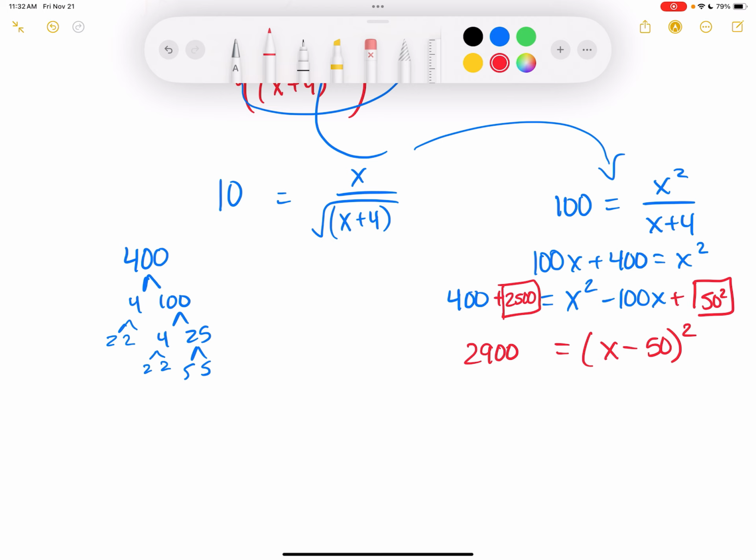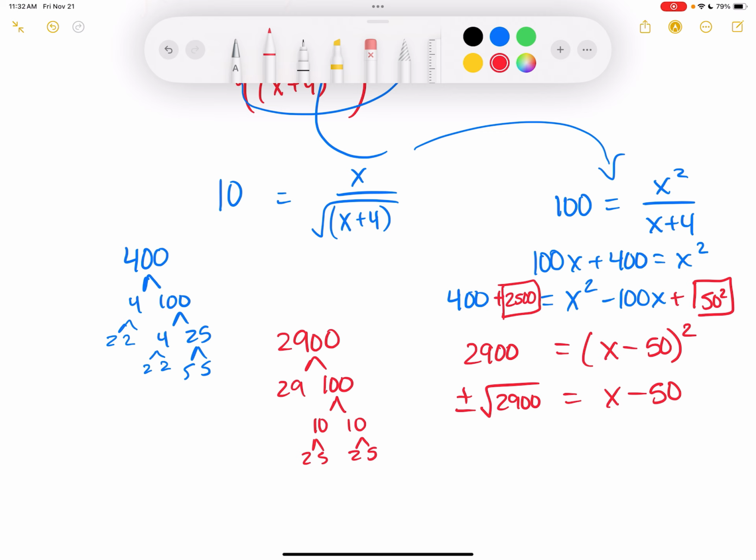Take the square root of both sides. I get plus or minus the square root of 2,900, which I know is going to be able to break down, is equal to x minus 50. I'm going to try to break this down. 2900 breaks into 29 and 100. 29 is prime, 100 is 10 and 10, 10 is 2 and 5. So I can take out a set of 2s and a set of 5s. So I'm taking out a 10. So I would get 50 plus or minus 10 root 29.